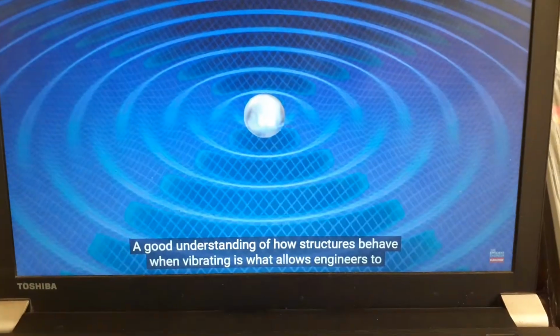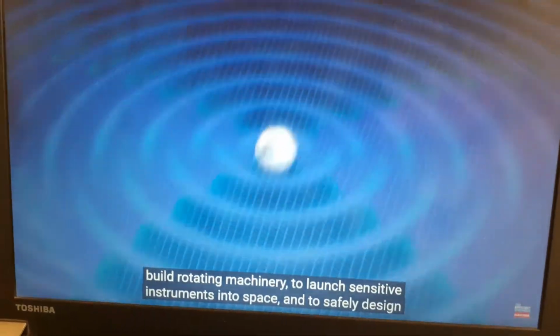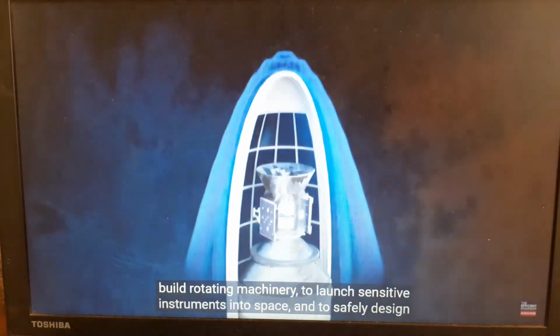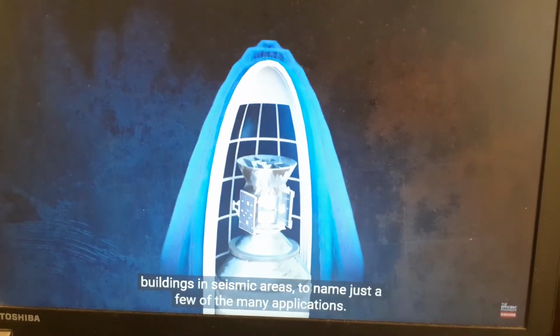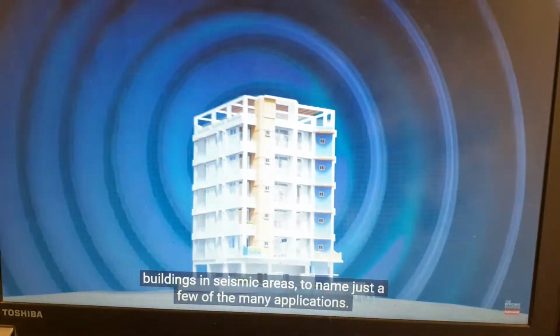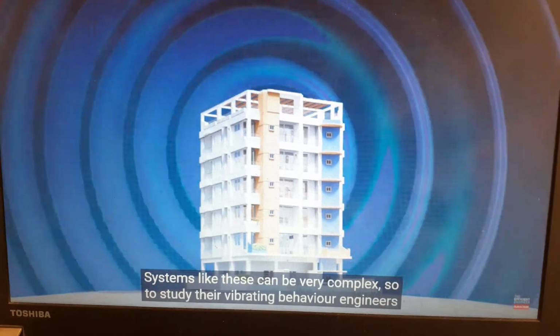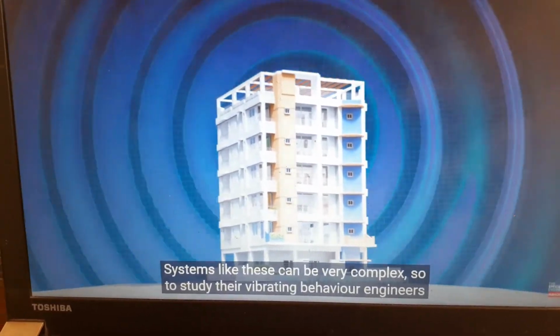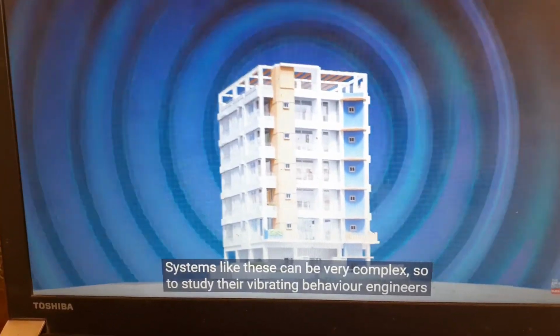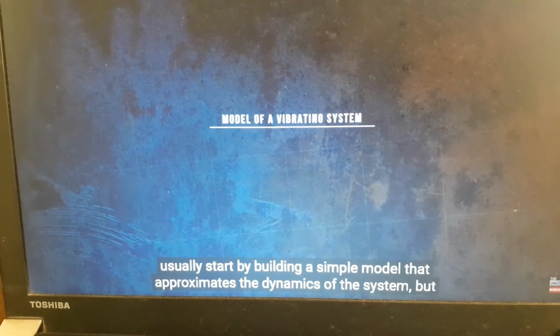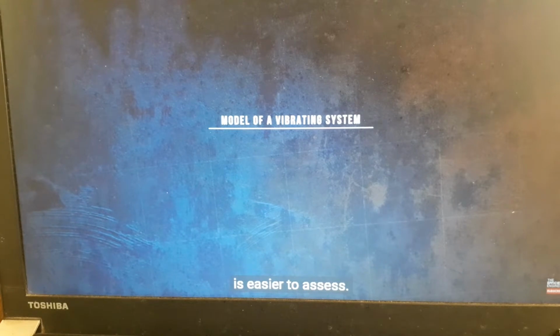behave when vibrating is what allows engineers to build rotating machinery, to launch sensitive instruments into space, and to safely design buildings in seismic areas, to name just a few of the many applications. Systems like these can be very complex, so to study their vibrating behavior, engineers usually start by building a simple model that approximates the dynamics of the system, but is easier to assess.